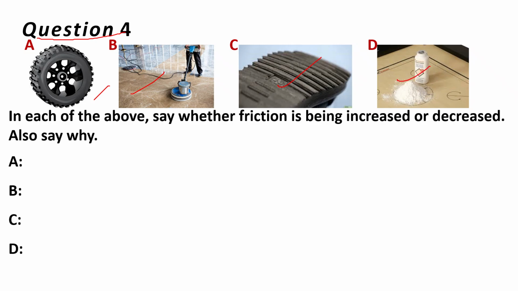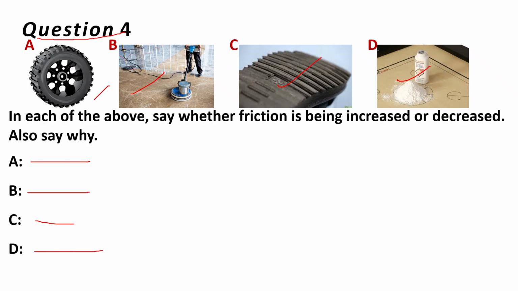Now in each of the above, say whether friction is being increased or decreased. Look at picture A and say whether friction increases or decreases. Then look at picture B: friction is increasing or decreasing. Picture 3, that is capital C: friction increasing or decreasing. And the last picture, friction increasing or decreasing.